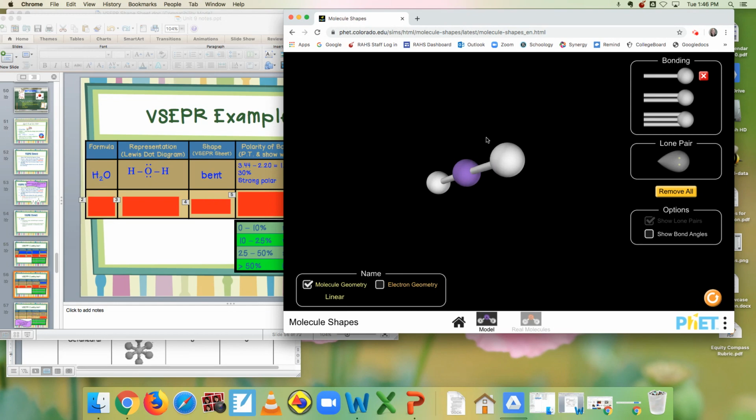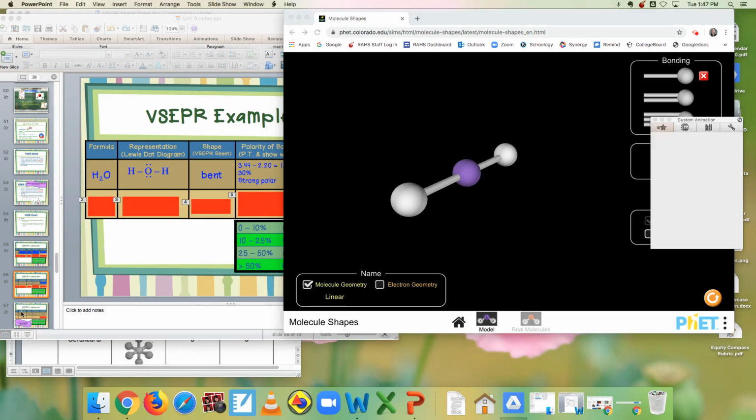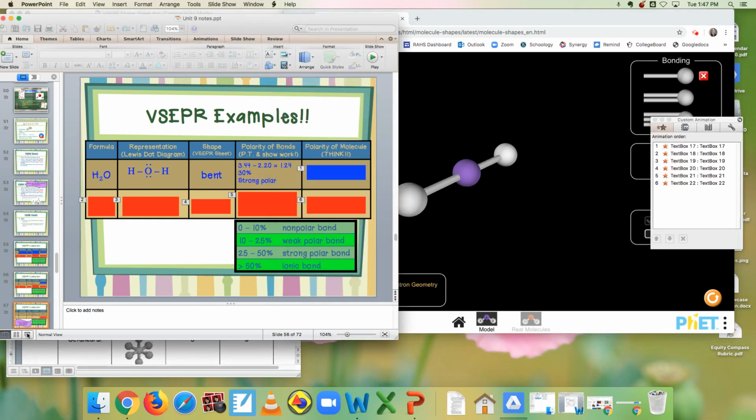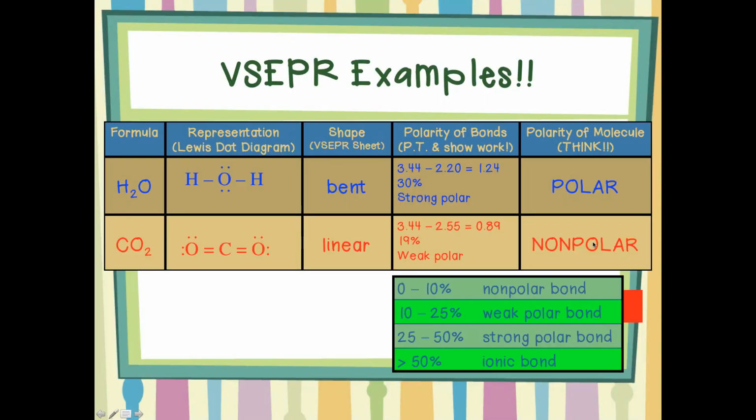No matter which way I go, it's still just straight across from each other. So this tells you that it is being pulled evenly in every direction. No matter which way I spin it, it's being pulled evenly. So even though it's a polar bond here and a polar bond here, think of it as kind of like these 2 polar poles balance each other out. So then let's go back to this and finish off our chart here. That makes it a non-polar molecule.